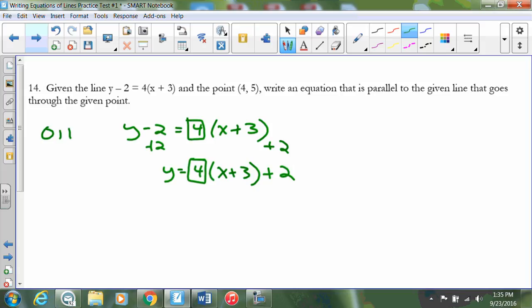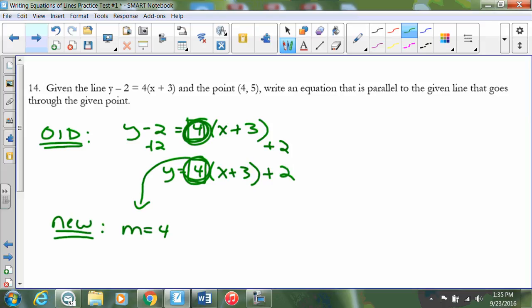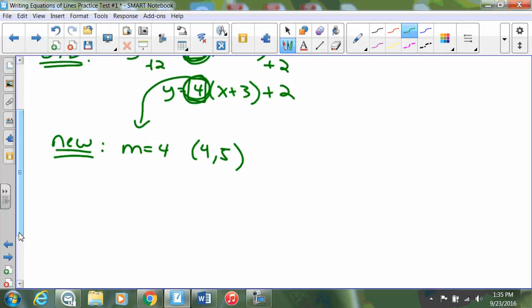So once again, this is our old line that they're giving us. We're going to steal the slope. No matter which form you did it in, we're going to steal it, and we're going to use it for our new line. So the slope of the new line is 4, and also on the new line is the point (-4, 5). Even though this is in a different section, we are still using the same equation over and over again. We are using the long equation. We also call it the point-slope equation.